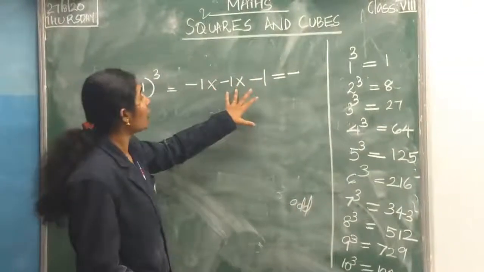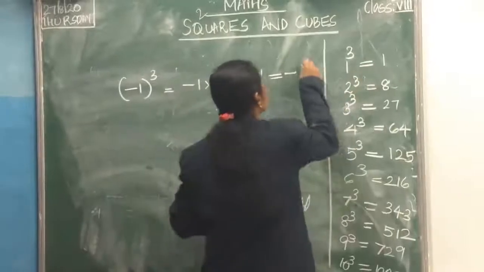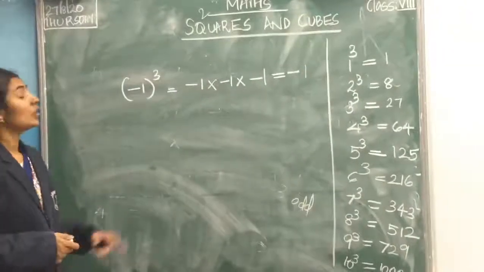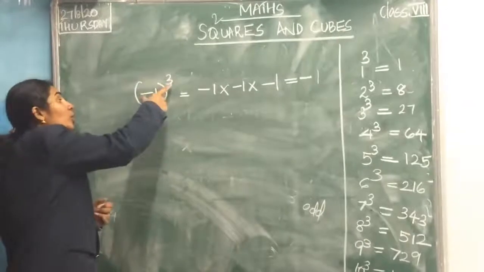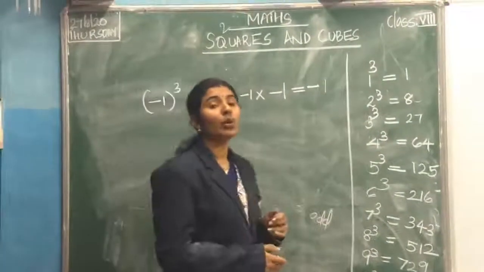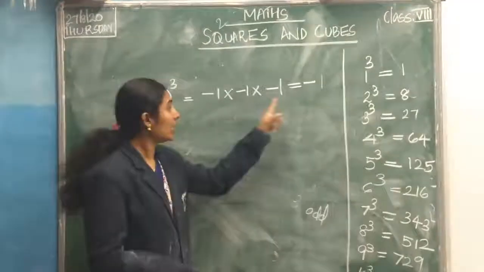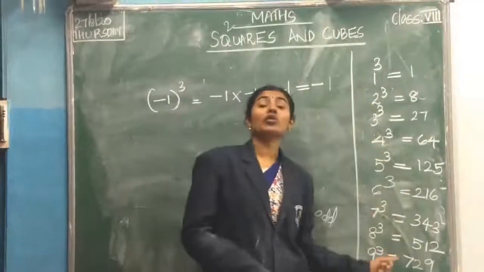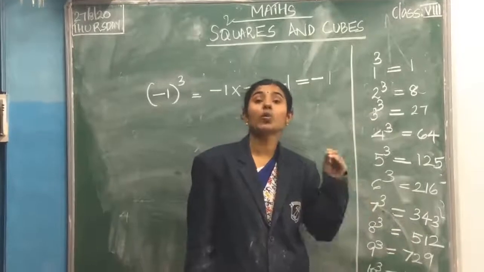1 multiplied by 1 multiplied by 1, what is that? 1. So what will you get? The cube of a negative number is always negative. The cube of a positive number is always positive.